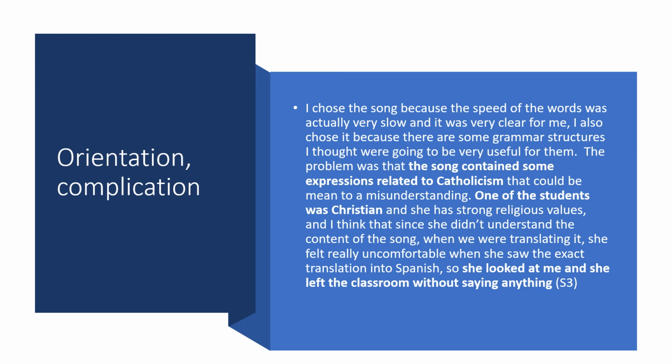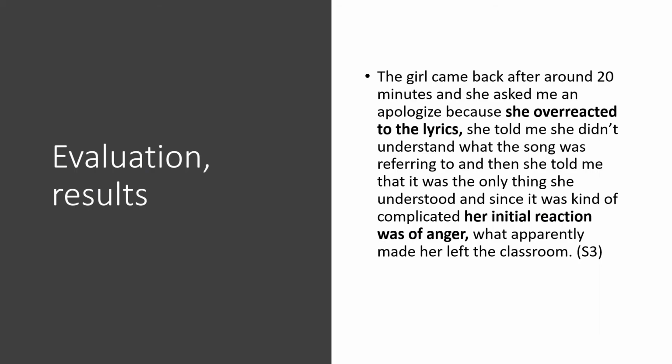At first, the student teacher made a decision to use a song in class and learned that he had to be more careful with the selection of songs in the future. He was puzzled as he didn't think the song could be offensive for the class, but he didn't think that students could be sensitive to the topic. The girl came after, and around 20 minutes later, she apologized because she overreacted to the lyrics.